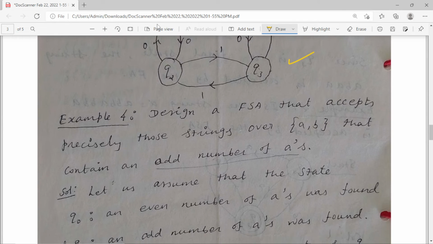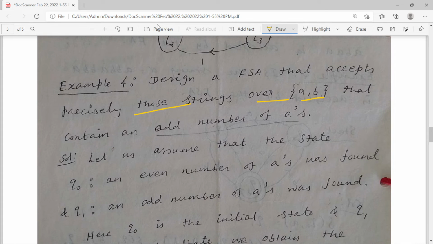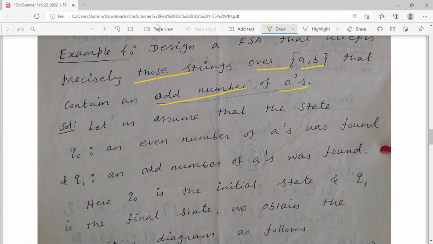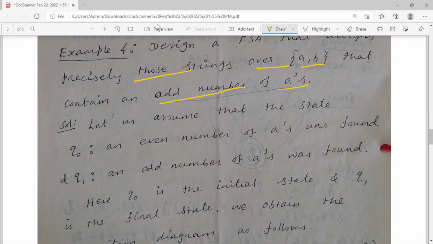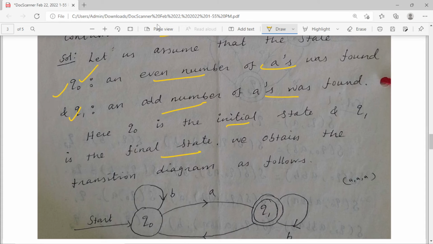Next one, design an FSA that accepts precisely those strings over A B that contain an odd number of A's. Listen, I am just explaining how to construct an FSA for this. Let us assume that here we have 2 cases, so we can take 2 states Q0 and Q1. Q0 represents that an even number of A's was found and Q1 represents that an odd number of A's was found. Let me take Q0 as the initial state and Q1 as the final state, because the question is odd number of A's. That's why we have to take Q1 as the final state. If so, we can obtain the following diagram.